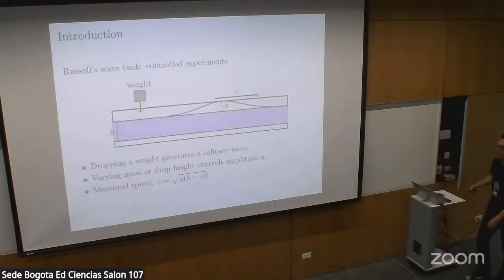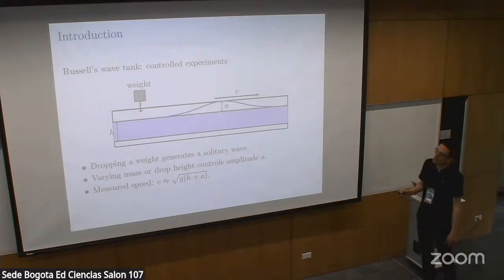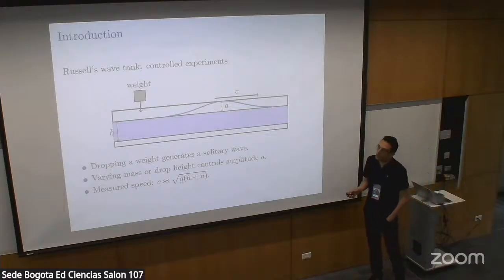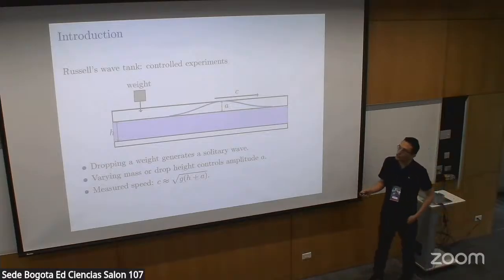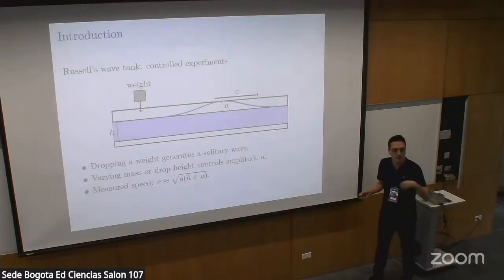And this is what Russell did with his experiments, and the idea is more or less what you're observing right now. There's shallow water here, not so deep, okay, and he dropped a weight on one side. Depending on that, it generates this kind of nice wave, and thanks to that wave, he started to observe how it moves, how it travels.